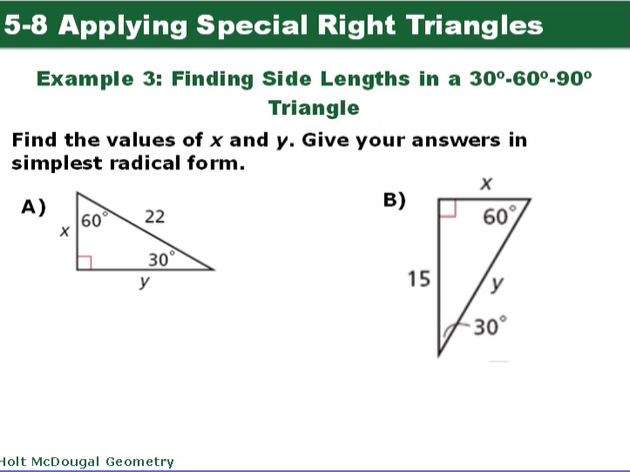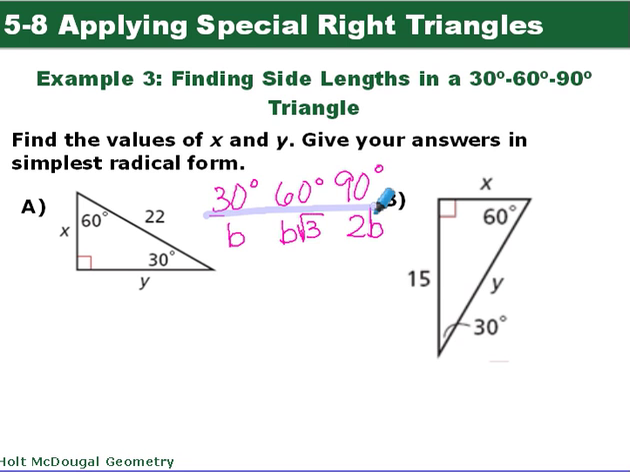So now let's look at 30, 60, 90-degree triangles. Just to refresh your memory, when we were at the beginning, we have our different sides, and how the side lengths relate to each other. Everything's relative to the 30-degree angle. The side opposite 30 degrees is going to be B, the side opposite 60 is B square root 3, and the hypotenuse is going to be 2B. So now let's figure out what X and Y are in this first one.